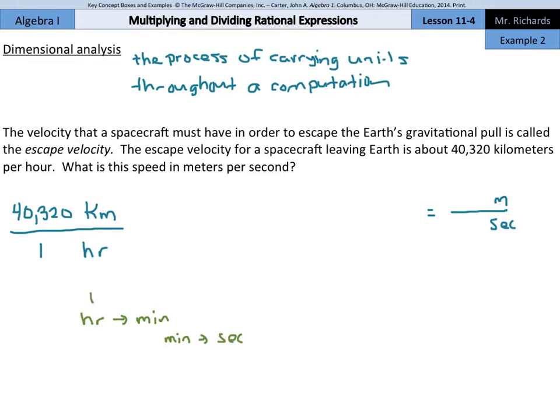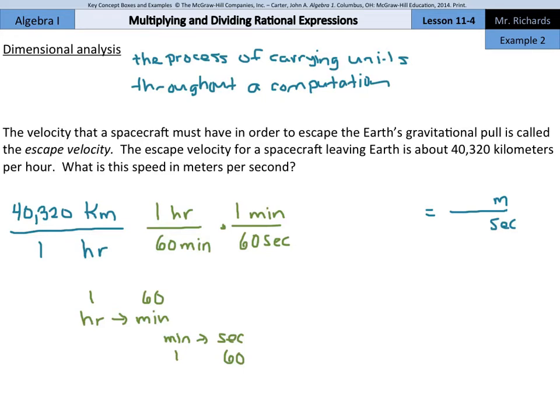Well, I know for 1 hour, there's 60 minutes. And so we're going to write 1 hour on top over 60 minutes on the bottom, so that eventually this hour will be able to cancel out or simplify out. Then, for our minutes into seconds, I know 1 minute is 60 seconds, and again I want the minutes here to cancel out. And so I could write this now as 1 minute on top over 60 seconds on the bottom, so that once again these minutes will eventually simplify out.